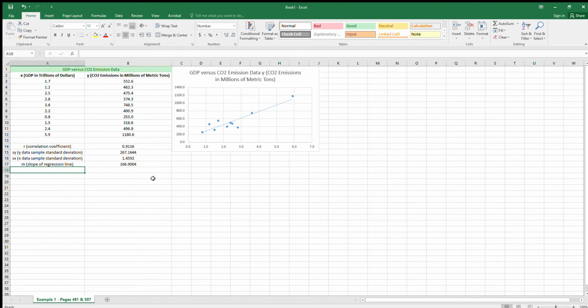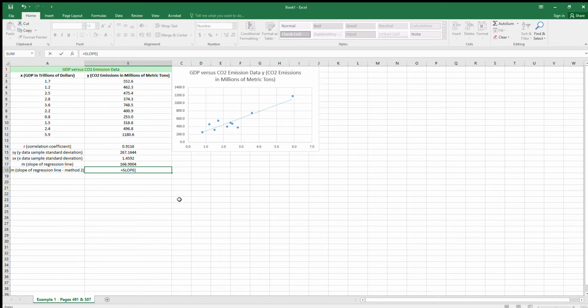Another is actually to use a built-in function in Excel. So we'll do this again just to show you that you get the same answer. So, slope of regression line, method 2. Okay. Another way you can do this is to simply type equals and then SLOPE. So Excel has a slope function built in. It says it returns the slope of the linear regression line through the given data points. That's exactly what we want.